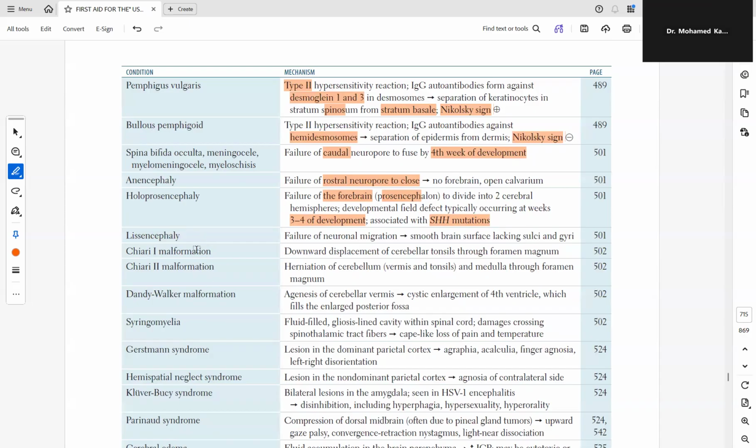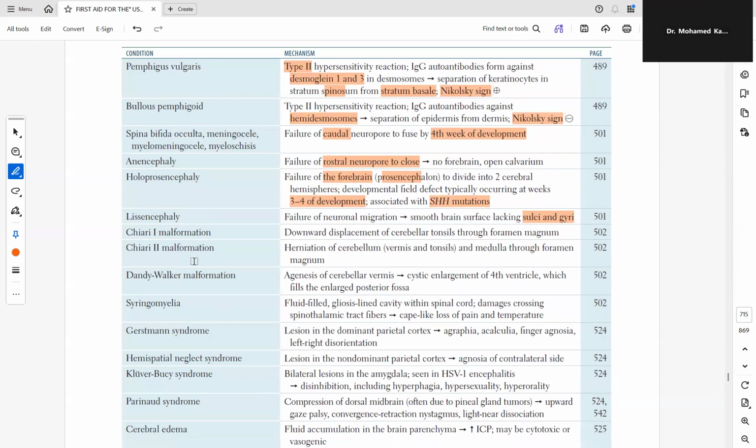Lissencephaly is failure of neuronal migration, smooth brain surface, lacking sulci and gyri. We have sulci and gyri over the surface of the brain; you will not have this. Chiari 1 malformation, downward displacement of cerebellar tonsils through foramen magnum. Chiari 2 malformation, herniation of cerebellum, vermis and tonsils, and medulla through foramen magnum.